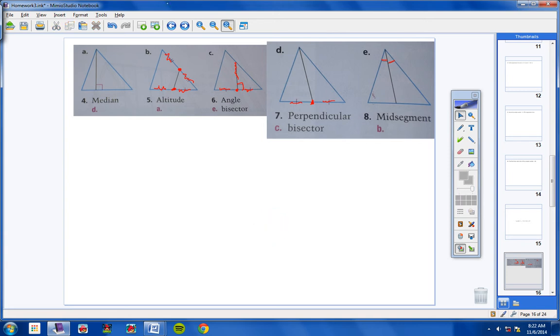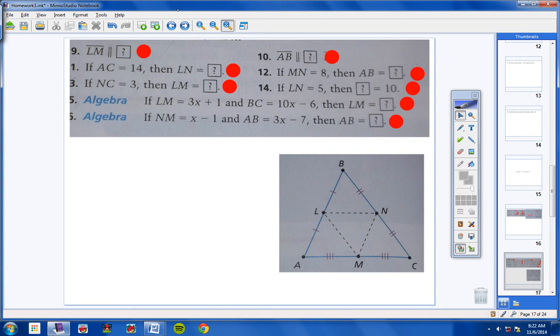All right, moving on to number 9. Actually, numbers 9 through 16. Okay? And they're kind of cut off here. I'll fix that real quick. 9, 10, this would be 11, this would be 13, this would be 15, and this would be 16 right here.